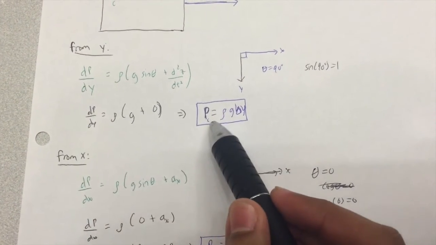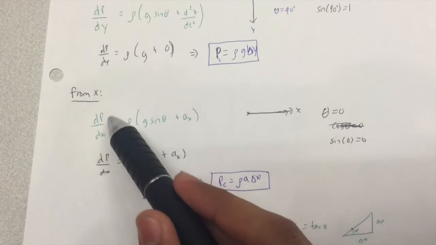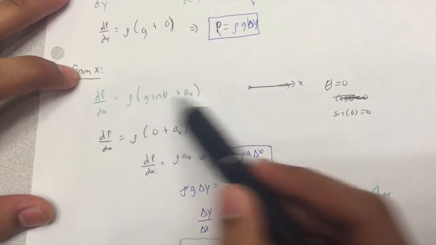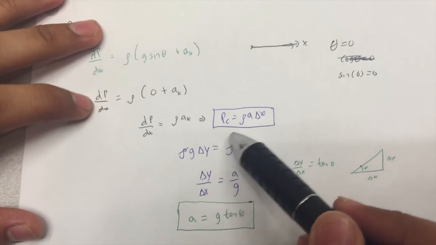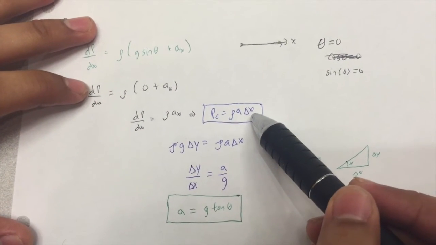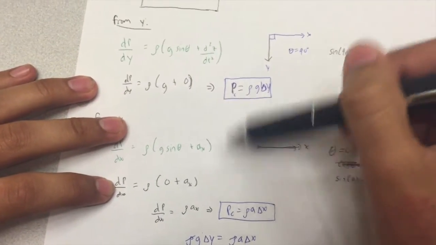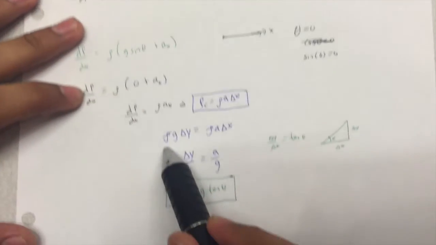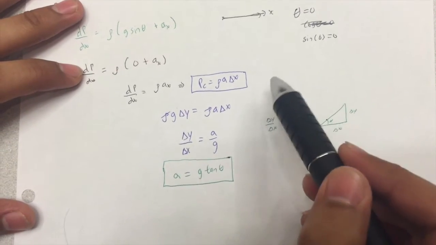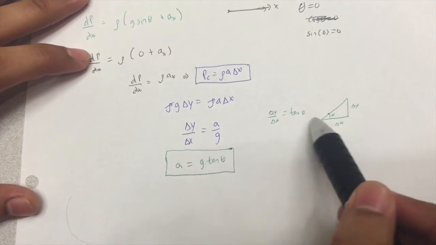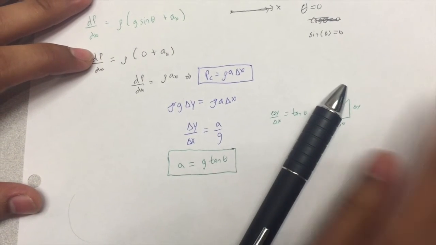Doing some algebra, you get that the pressure is equal to rho g h, or rho g delta y. Now from the x direction, using the same equation, now theta is actually 0, and sine of 0 is of course 0. So now you get rho a times delta x. But this pressure is the same, so we can equate these two equations, and let them equal to each other, cancel out the rho. By the way, rho is density, sorry, didn't say that. And then using some geometry, you get the final equation that we use to solve for in the experiment.